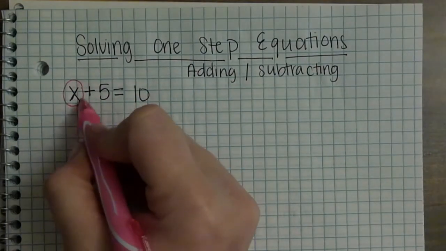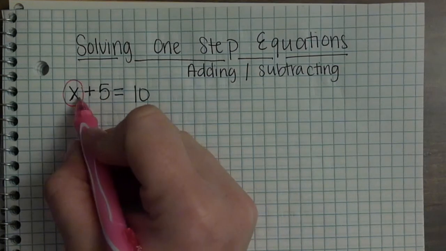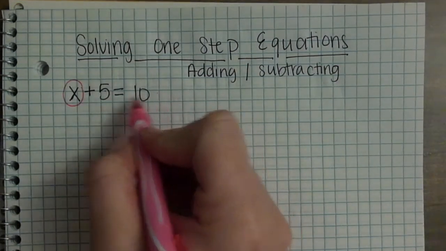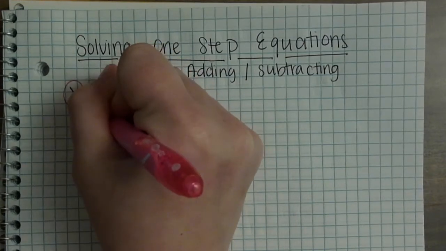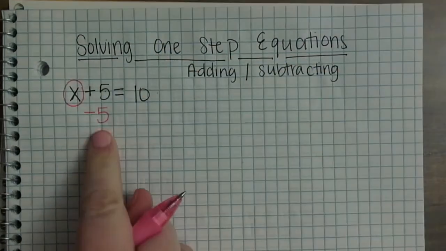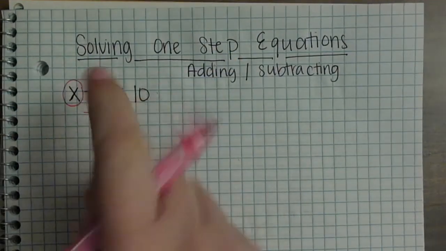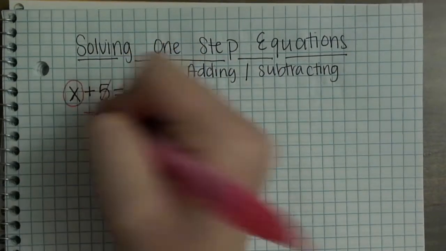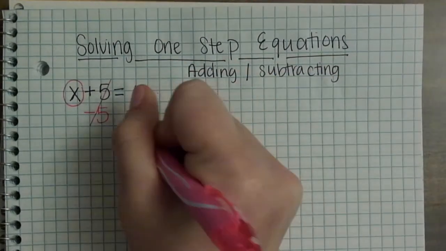So if we have an x, and it's adding 5 to give you 10, the opposite of adding 5 would be subtracting 5. Or you'll hear it sometimes as the inverse. The inverse of adding is subtracting, and you cannot just do it to one side, so you're going to subtract it from what is already given.